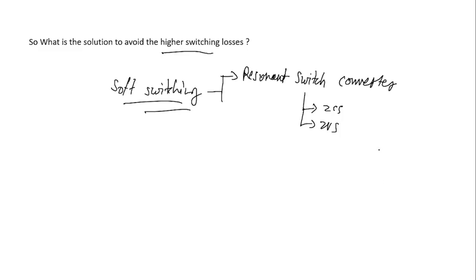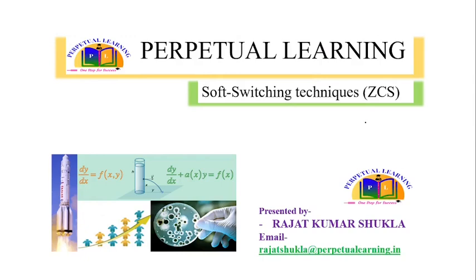Soft switching techniques are classified into multiple types of resonant converters. The first thing we will discuss in today's lecture is the resonant switch converter, where ZCS is one type. I am Rajat Kumar Shukla, and today I am going to present the zero current switching technique for the buck converter. What is the basic idea of zero current switching?